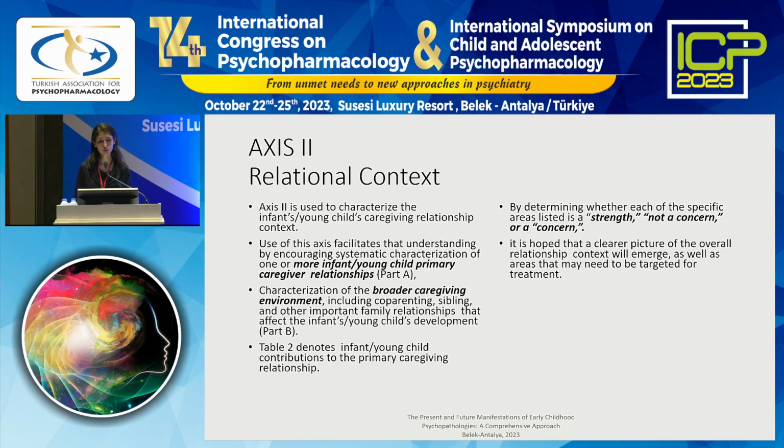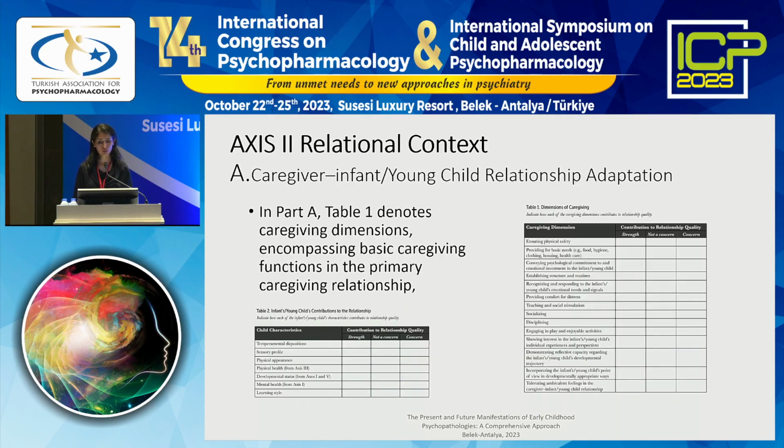the second axis, relational context. As I told you, it's important to assess the relation, but of course the environment where the relationship is, whether it's actually a powerful one, or you can see we have different scores here, whether there is actually a social factor, dimensions of caregiving, and of course the child's contribution to the relationship.